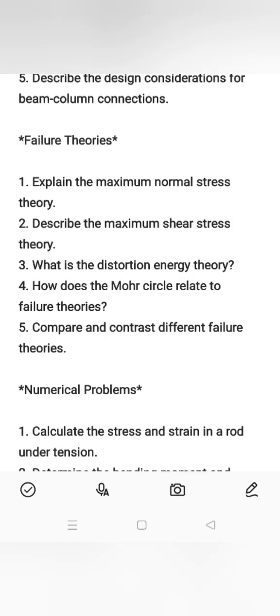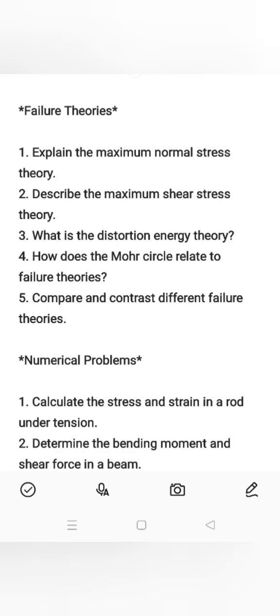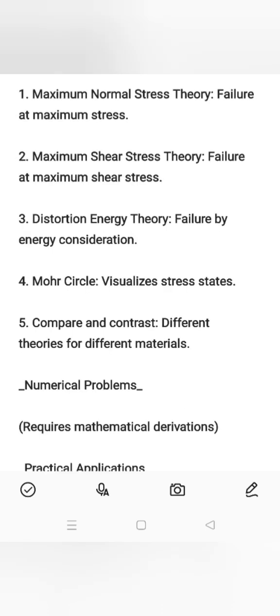Next topic is failure theories. Explain the maximum normal stress theory. Maximum normal stress theory specifies failure at maximum stress. Describe the maximum shear stress theory. Maximum shear stress theory specifies failure at maximum shear stress.